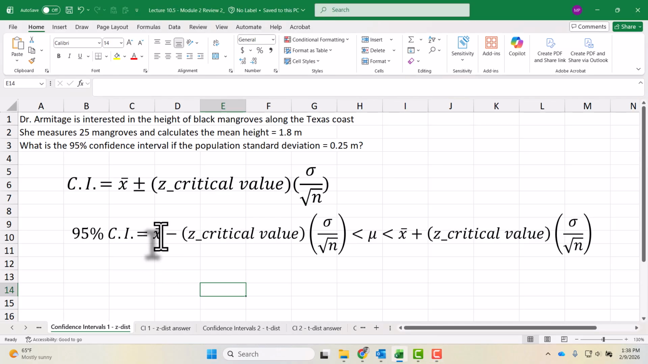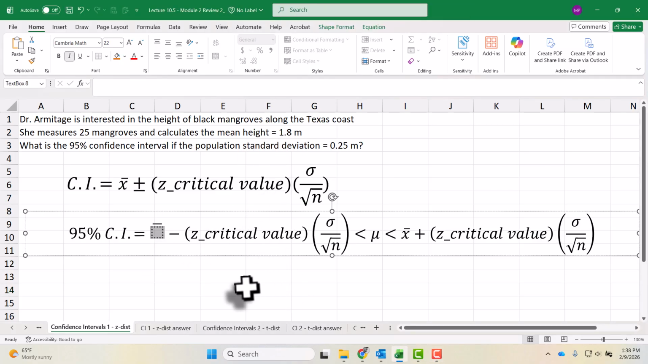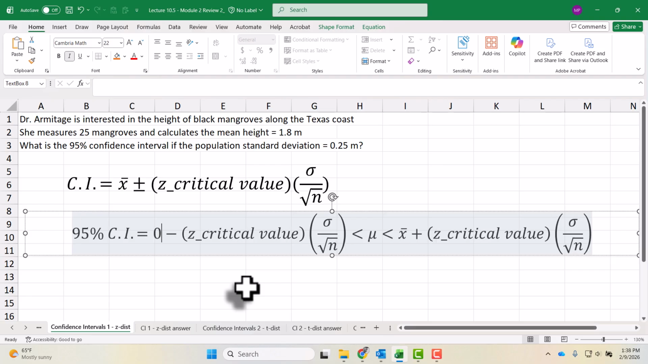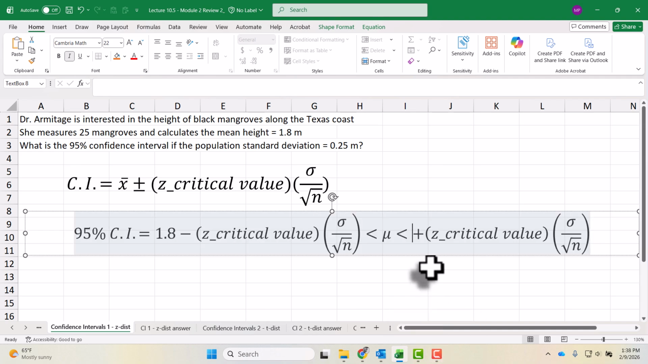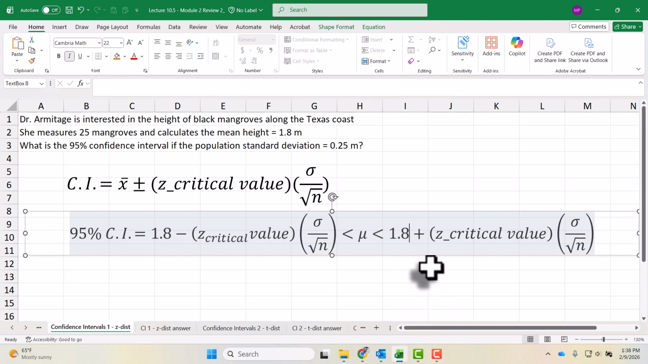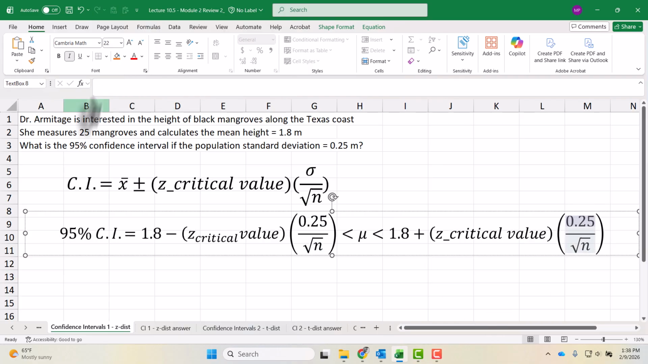So first, let's fill in the mean. We know that the mean of our mangrove trees is 1.8 meters. So we can fill this in on both sides of our formula. Again, remember, we're going to need to add and subtract to ensure that we calculate both sides of our confidence interval. We have the population standard deviation of 0.25 meters, so we can put that in for sigma on both sides again. And then we have a sample size of 25 trees, 25 mangroves.